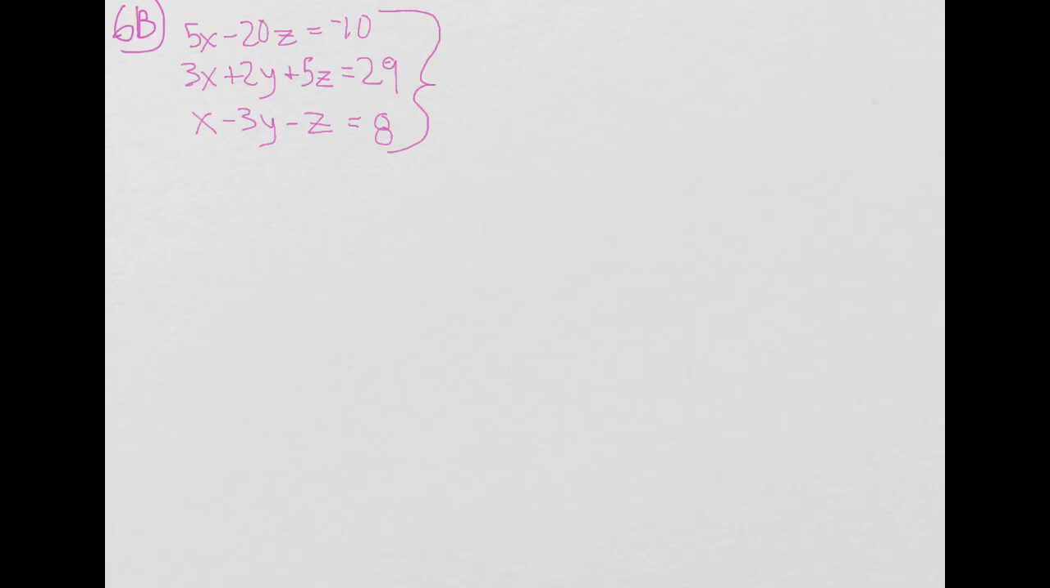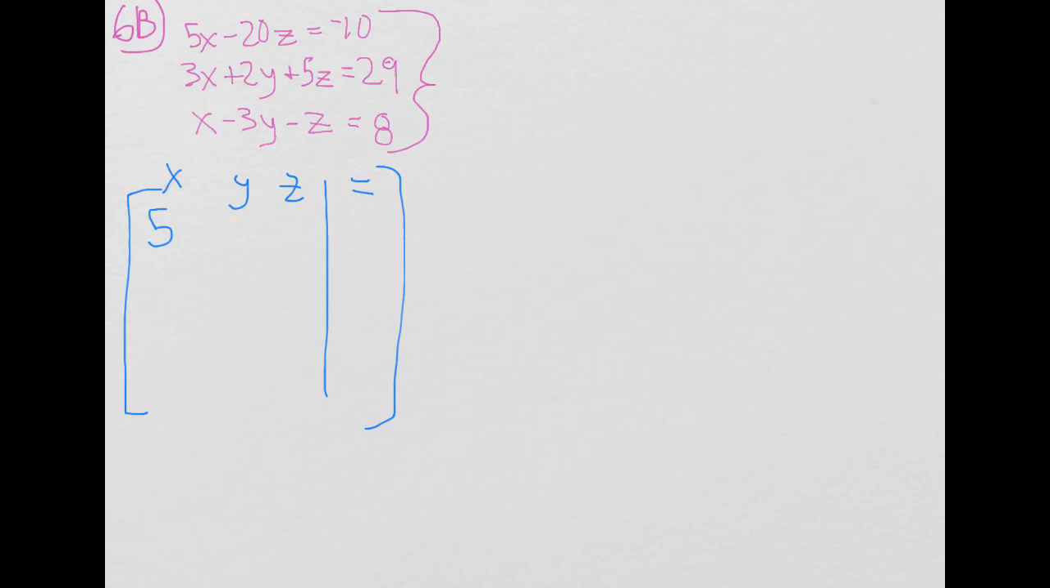Okay, first step, just like before, we need to take this system of equations and write it as a matrix. So we're going to have an x column, a y column, a z column, and then we're going to augment our matrix and have what these values are equal to. So go through and pull out the coefficients for each equation.